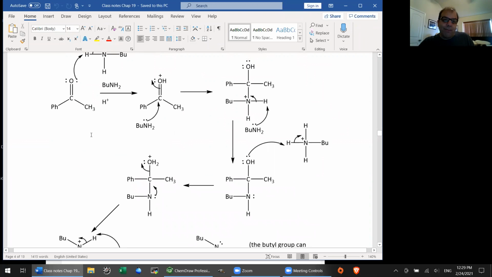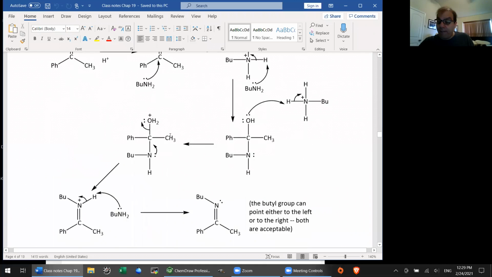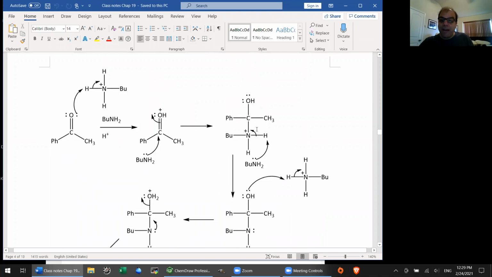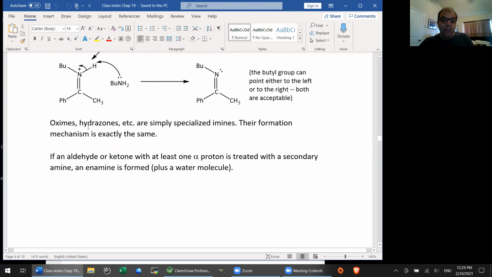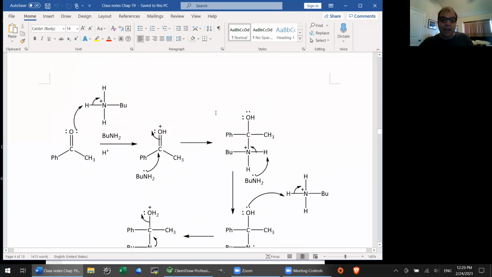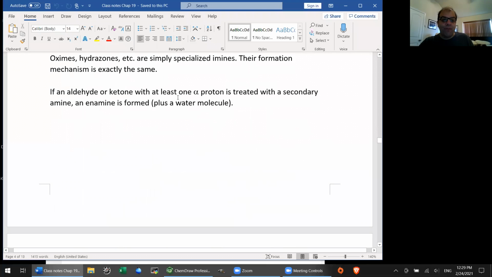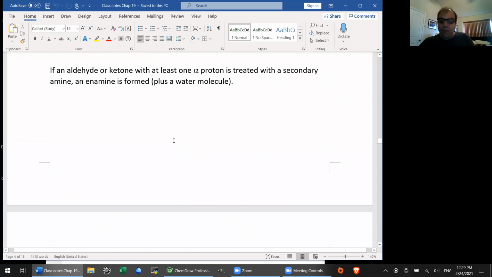The mechanisms for forming them are exactly the same. And so there's nothing extra that you'll need to know other than the same mechanism. So the mechanism of formation of all of these other ones is exactly the same as the mechanism we just went over. The only difference is what's attached to the nitrogen here. They're just specialized forms of imines. Good. Where are we at? 12:30, so we got 20 minutes. Good. Everyone okay with imines then?